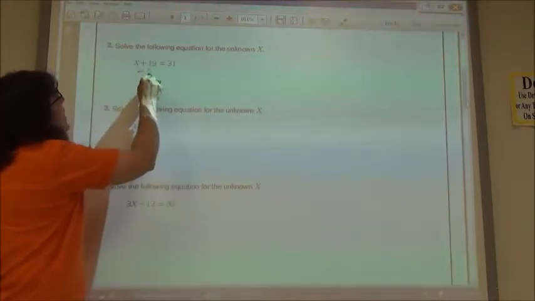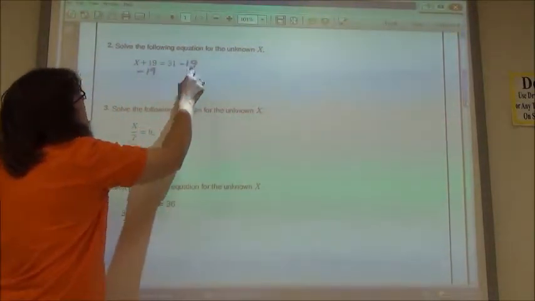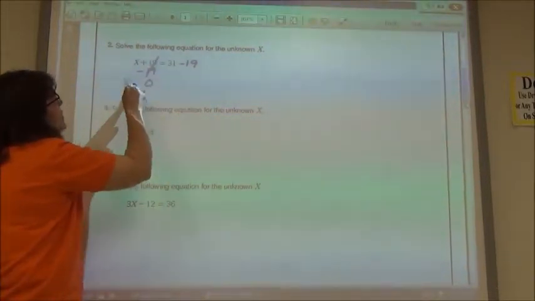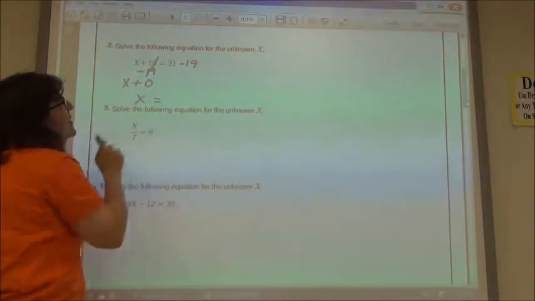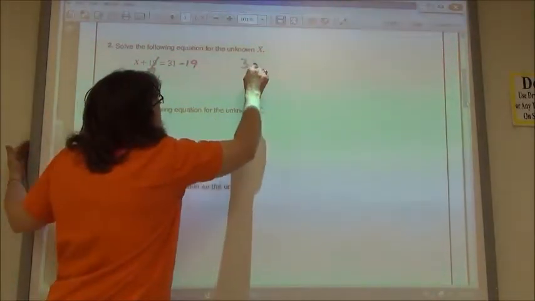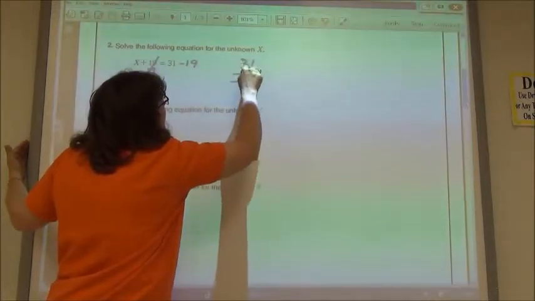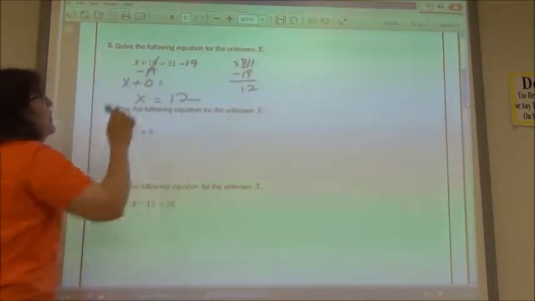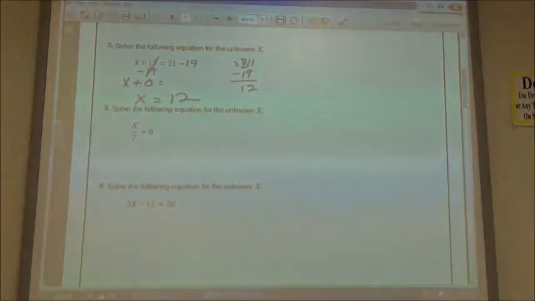So I'm going to subtract 19 from both sides, and 19 minus 19 would make that 0. X plus 0 is just x then, and you get the x by itself. So over on this other side, we have to take 31 minus 19 then. 9, 10, 11, we get 12. So you always try to do the opposite when you're trying to get the variable by itself.